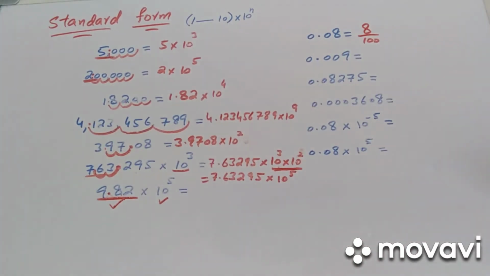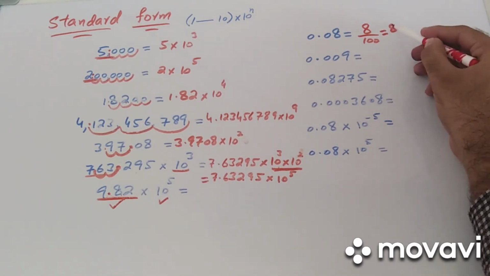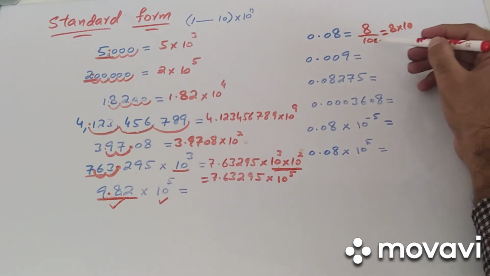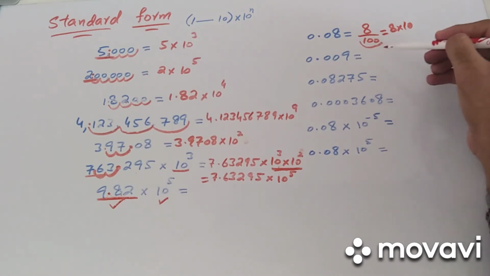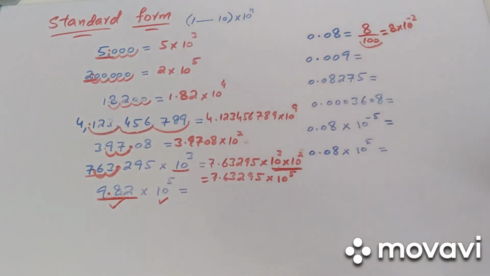right? And then you are dividing by 100, so dividing by 100 means this thing is 8 times 10, because this thing is 10 to the power 2, but in the denominator or division means if you bring it up, it will change its sign, so it's that.